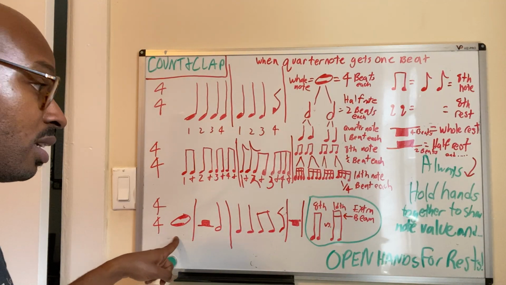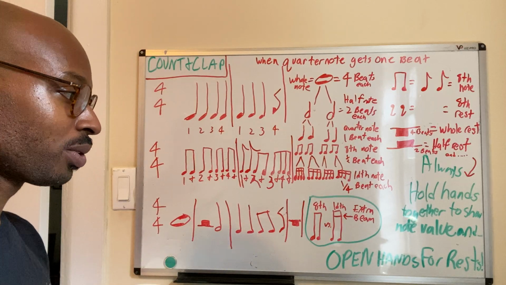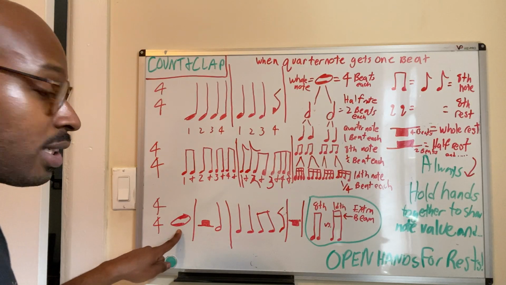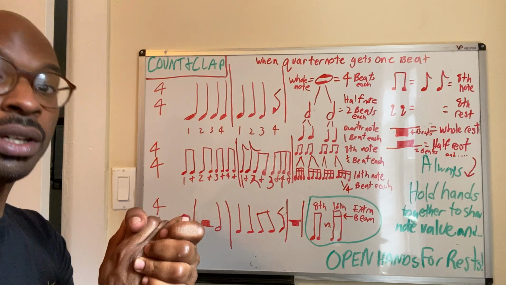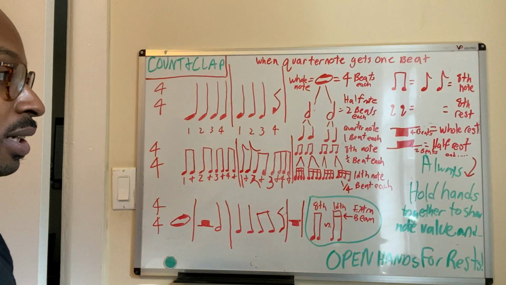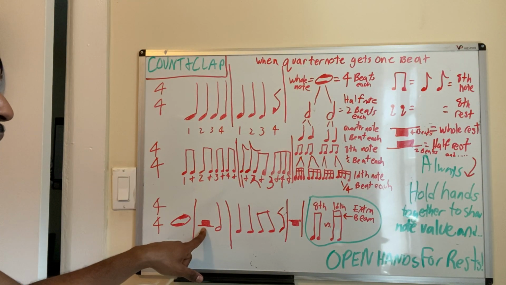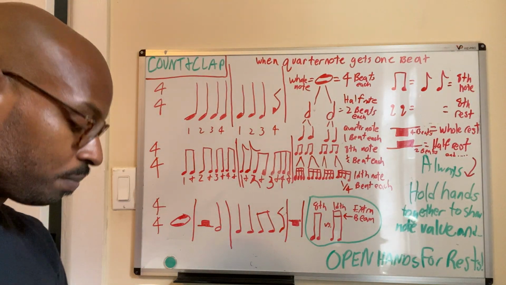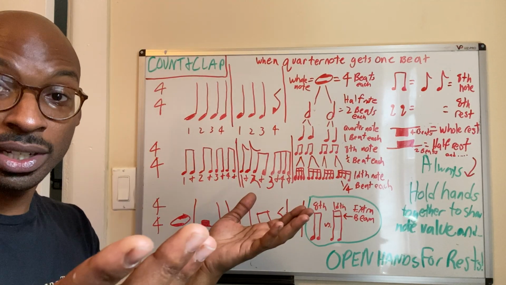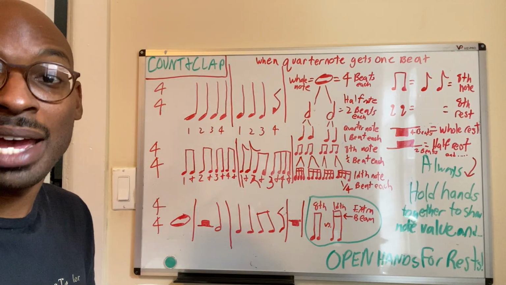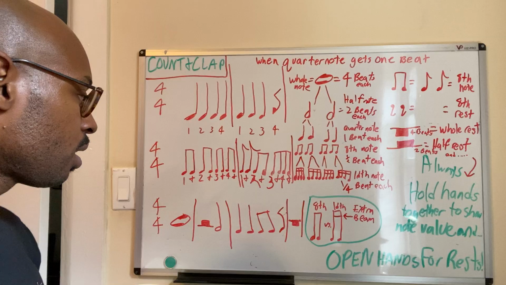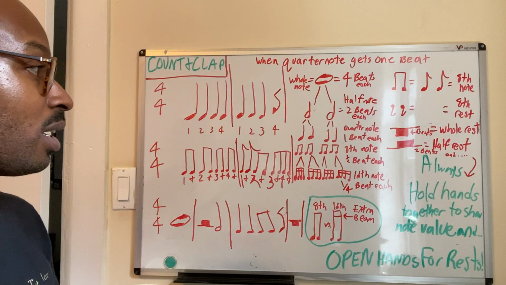So counting and clapping this, we have to remember that we hold our hands together to show the whole note value. So for a whole note, we're holding our hands together for 4 beats. To count that, that's 1, 2, 3, 4. Same with the half note, 1, 2. And if you're using a half rest, which is right here, the half rest gets 2 beats, just like a half note. So you would be doing this, 1, 2, and emphasize not clapping so you can denote the duration of the note.